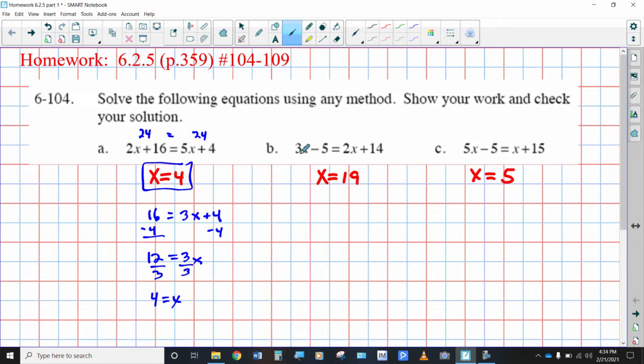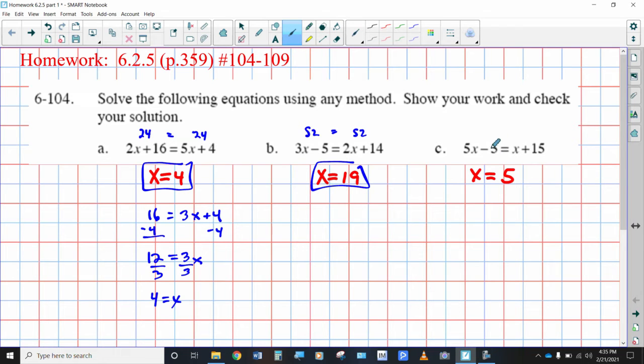Here, take away 1x from each side and add 5 to each side. You get x is equal to 19. So this becomes, what is 19 times 3? 57 minus 5 is 52. And 38 plus 14 is also equal to 52. Trust me on that. So this is the correct answer.